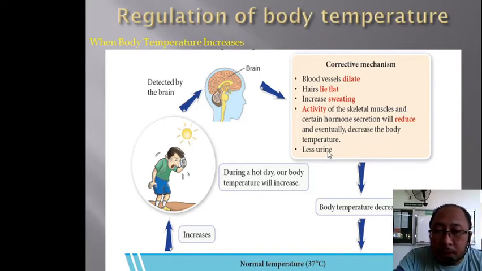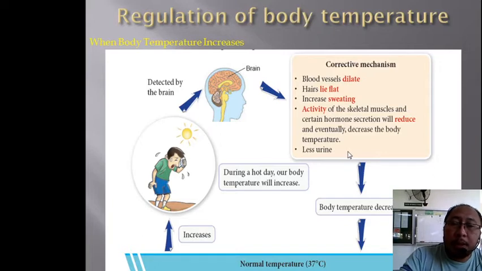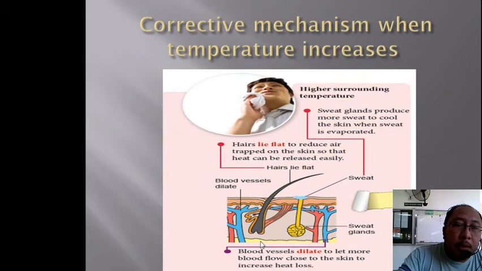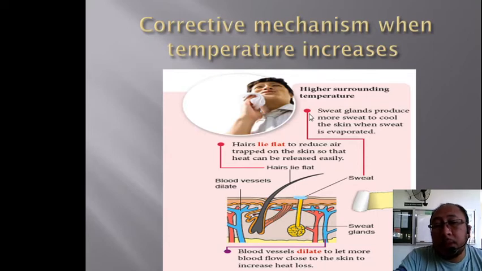Less urine is produced. So when this corrective mechanism happens, this is the way we can control the body temperature when it becomes increased. So body temperature will decrease to the normal temperature. So that is the corrective mechanism when temperature increases. This is what will happen exactly during the situation in which our body temperature increases.